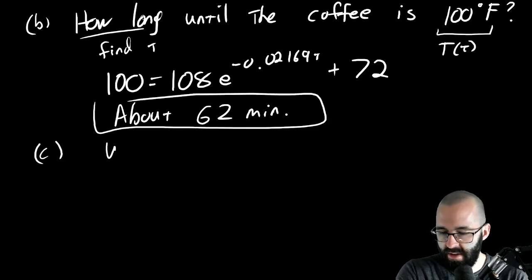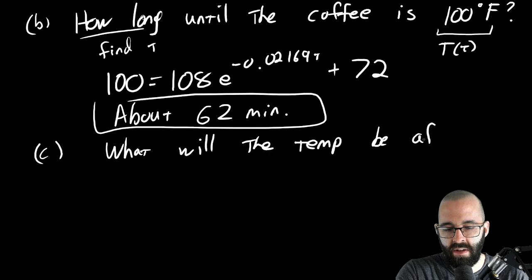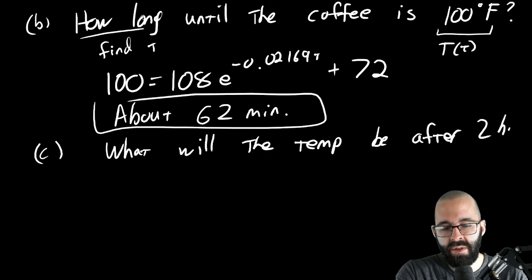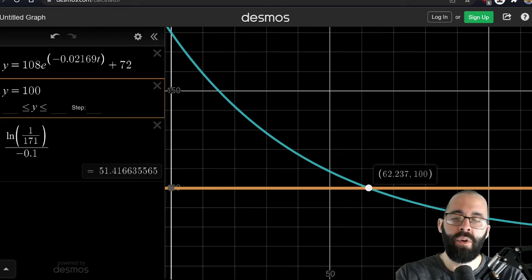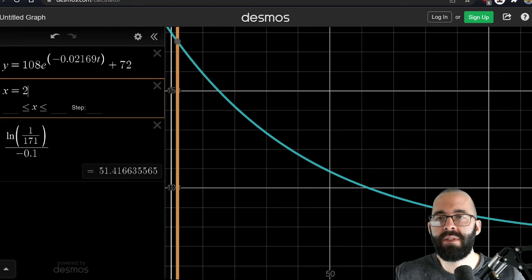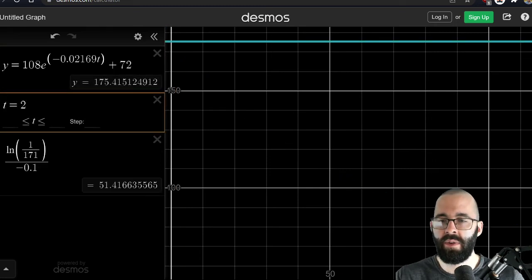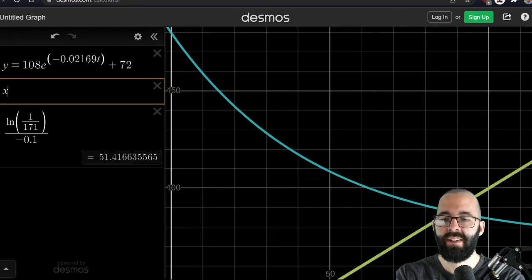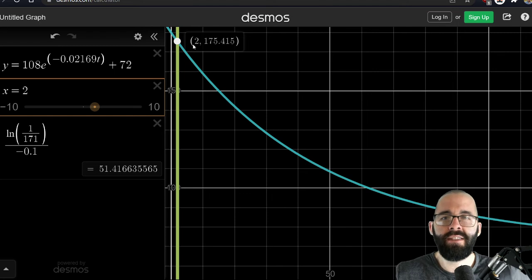Part C. What will the temperature be after 2 hours? Well, what if I just plug in 2? When x is equal to 2, when t equals 2, rather. Whoa, all right, that's not what we wanted. We're going to plot the line x equals 2. All right, after 2 hours, it's 175 degrees.